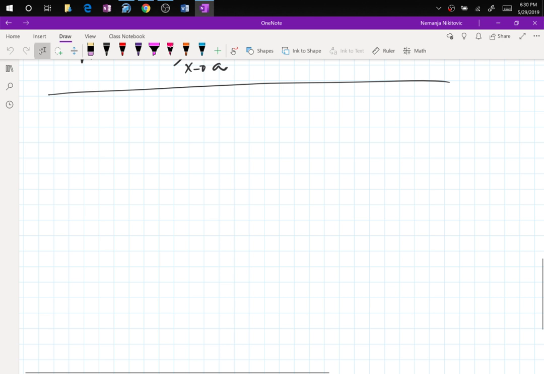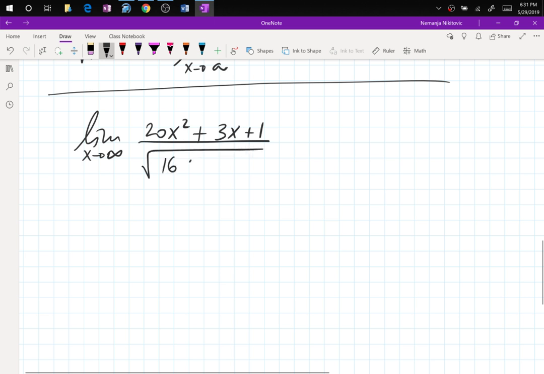Math questions. What do you have? Can I just read it out to you? Sure. So find the following limit as x goes to infinity of 20x squared plus 3x plus 1, over a big radical of 16x to the 4 plus 2x cubed. I just want to know, you just do it for me. Sure.